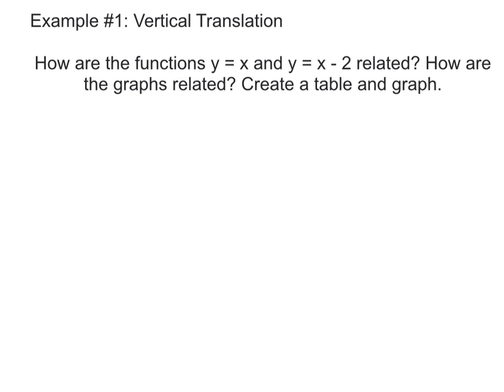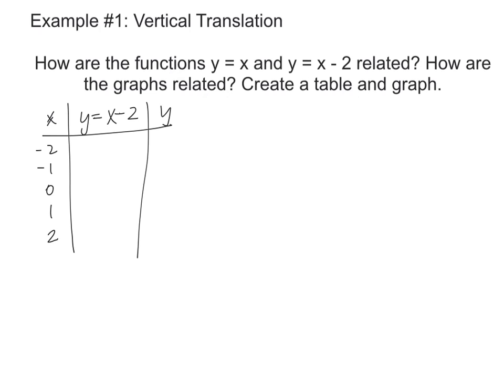Alright, so first of all, the graph y equals x is simple. We know that that's our parent linear function. But y equals x minus 2 is a little different in this sense. So let's go ahead and write this out. If I choose some x values and I have y equals x minus 2 and then I have y. Alright, let's say I pick -2, -1, 0, 1, and 2.